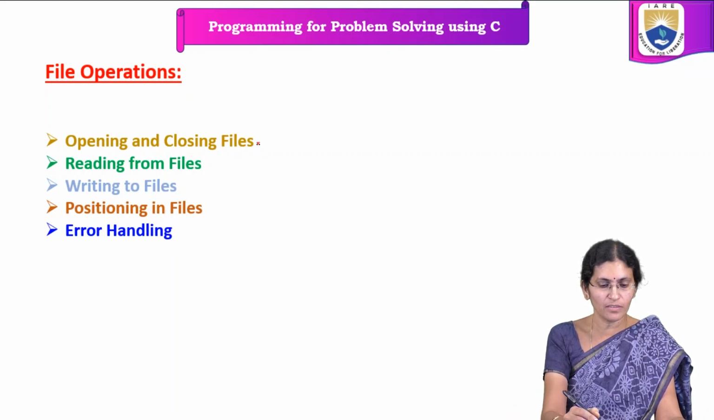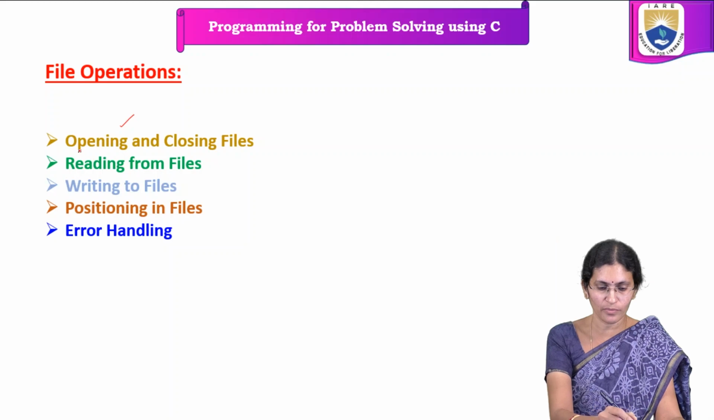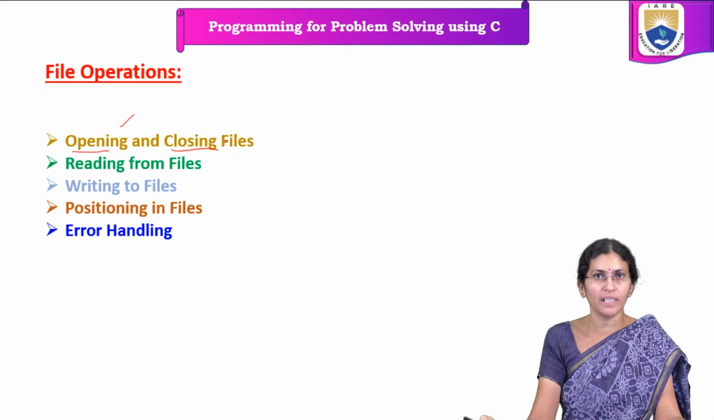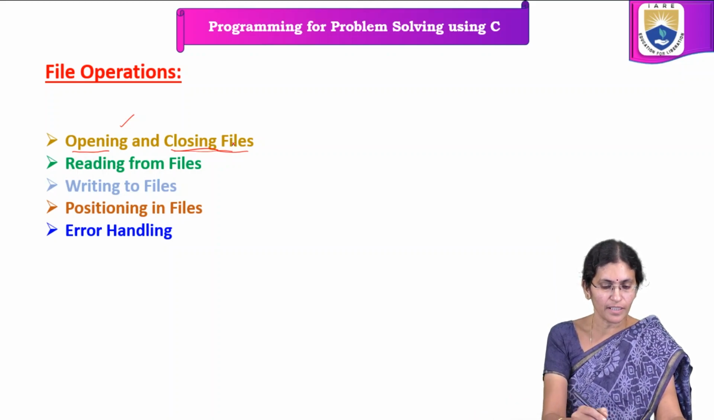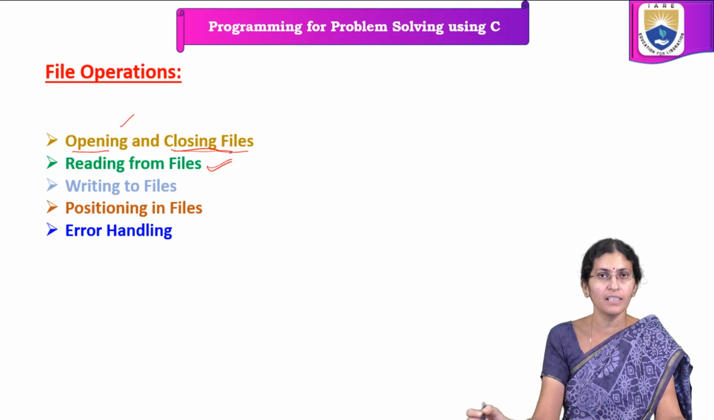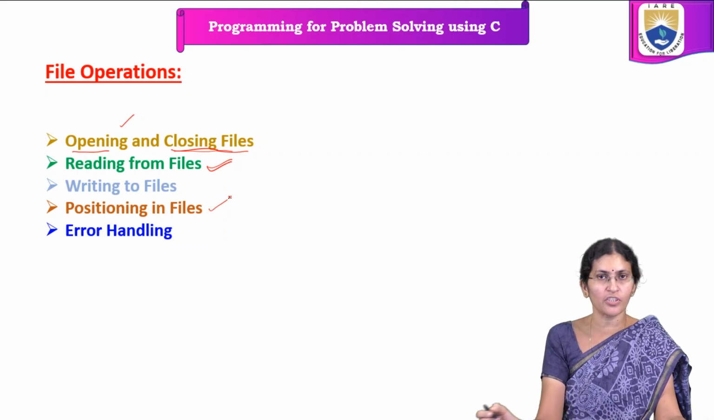These are the different file related operations we need to perform. First, in order to perform any operation on a file, we need to open the file. We will see the syntax of how to open the file, and then after performing the necessary actions on the file, we have to close the file. Next, the different file operations are reading from the file, writing data to the file, and positioning in the files. Suppose we want to access a particular position in the file; that is done by some file related functions, which we will see in the topic positioning in files.